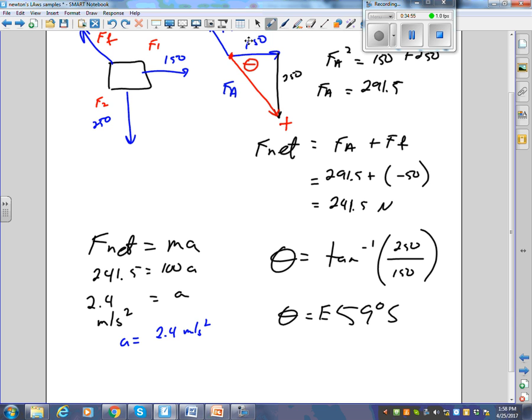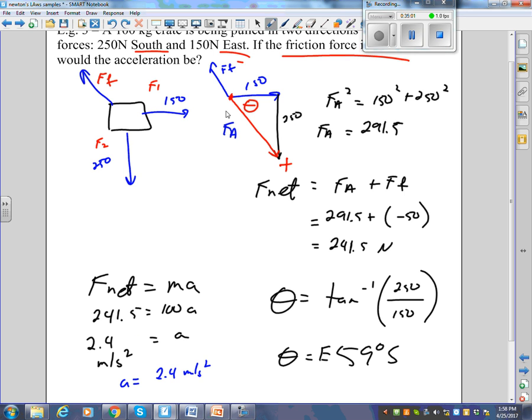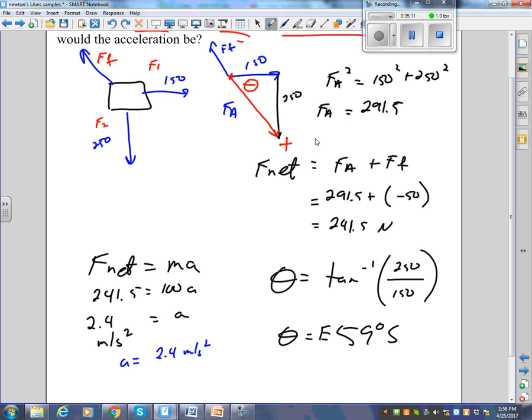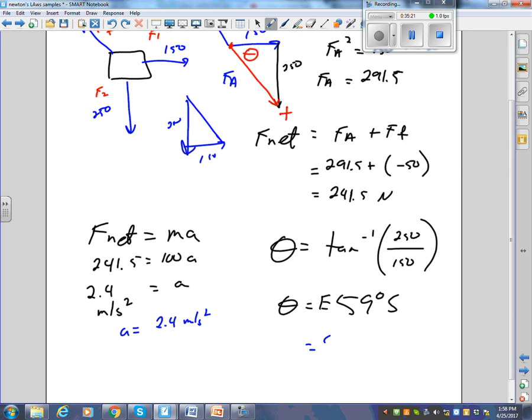How do you know if it's east first? Usually, when you draw your picture, you go east first, and then you go south. If you drew it the other way, if you went 250 and then 150, then you wouldn't get east 59 south. You would, in fact, get south 31 east.